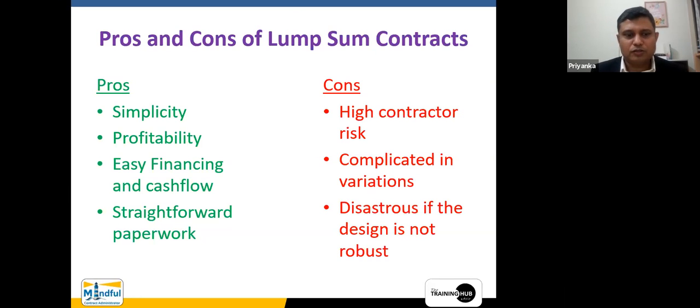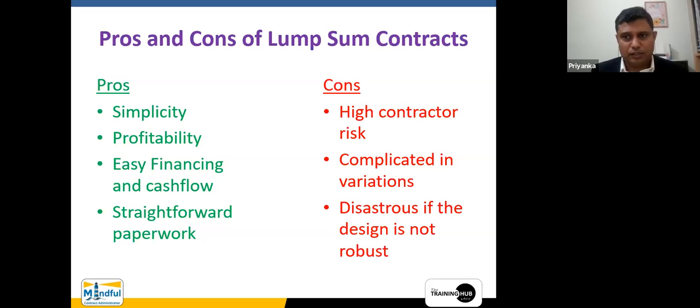Okay, and then straightforward paperwork, right? This is also one of the advantages of a lump sum contract. We may not be having a lot of disputes because quantity calculation and quantity measurement problems are very few. As a simple example, the monthly valuation will be more succinct, right? The monthly valuation will be a very small piece of work, because it's a sort of milestone type of payment that you're going to do, right?